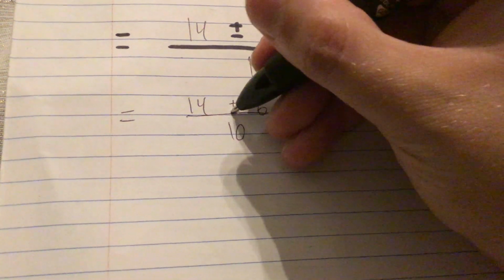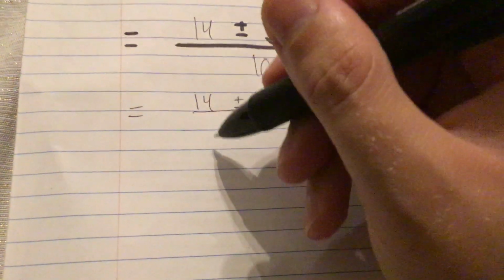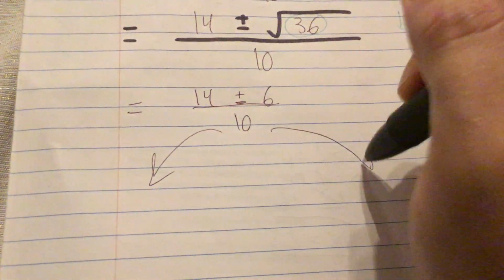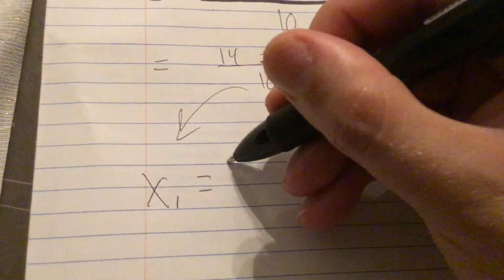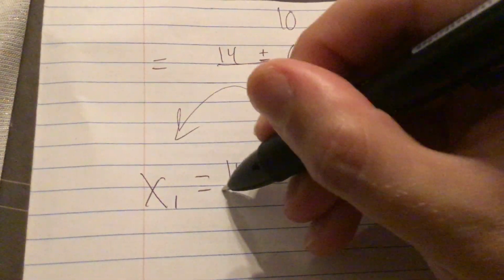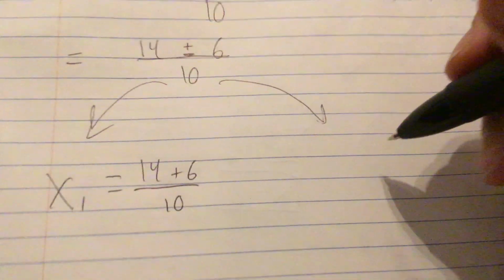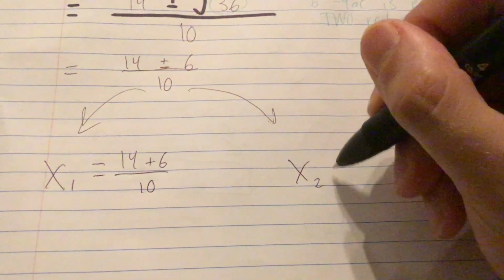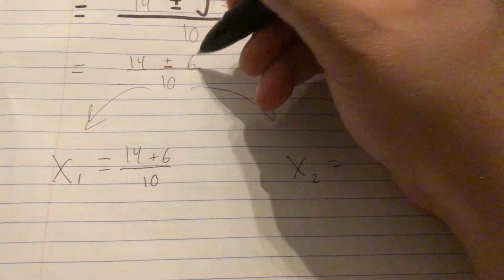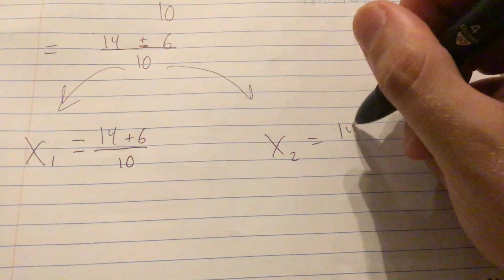And now I'm going to split this into two separate equations. In particular, x1 is equal to 14 plus 6 over 10. And x2, which is going to be 14 minus 6 over 10.